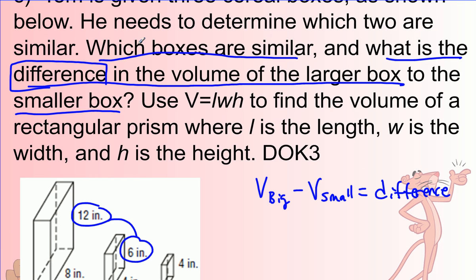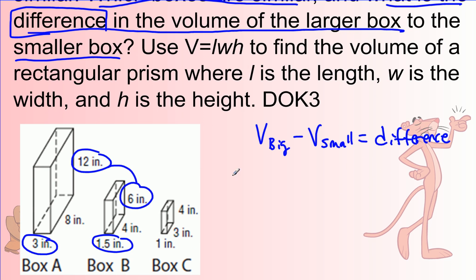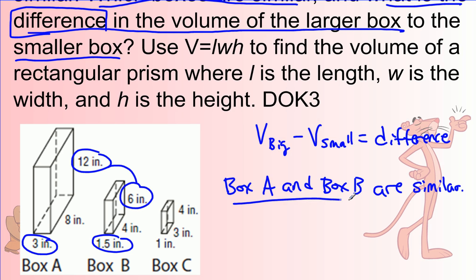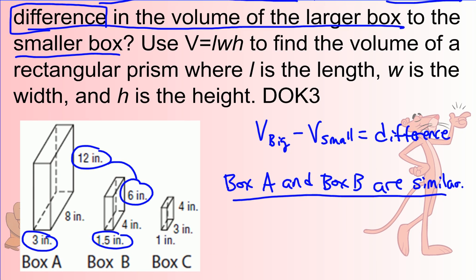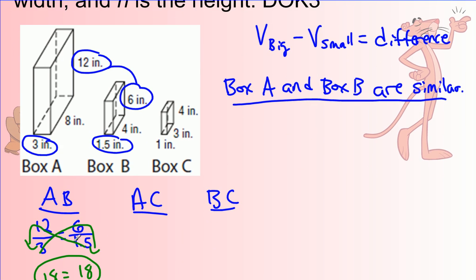So first part of the question, which boxes are similar? Box A and box B are similar. There we go. So first part of the problem, done. I didn't even have to check the other two because those two were similar. Now, I can tell you if you check the other two pairs, they're not going to work out.